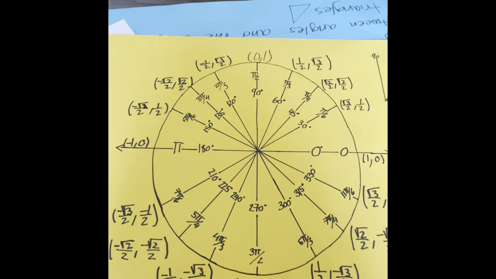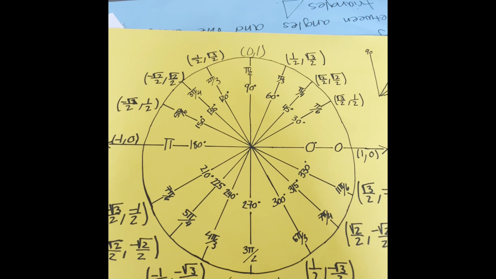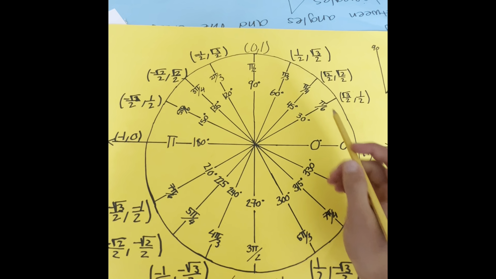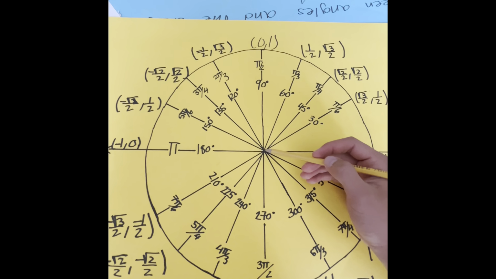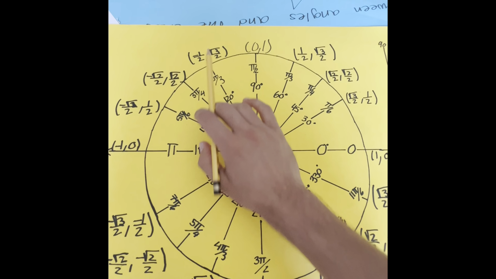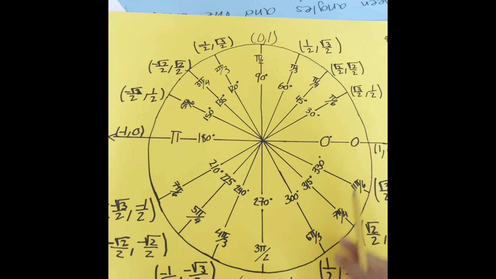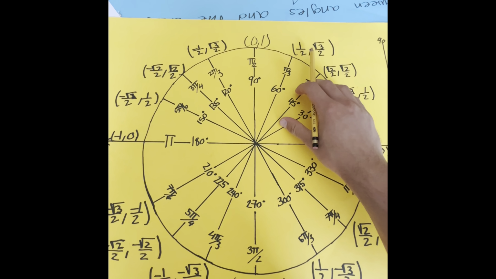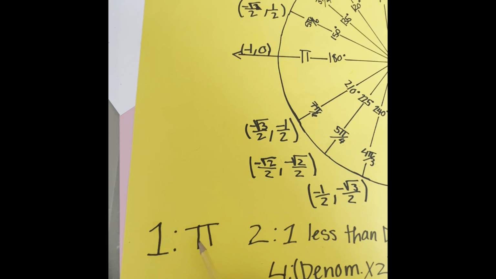Okay, now that we know the denominators for our radians, we have to find the numerator. And as we can see here, the unit circle is divided into 4 equal slices. And each slice has a different rule we have to follow. So we're going to start with the easiest and the first slice. And the rule is that all the numerators are going to be pi.